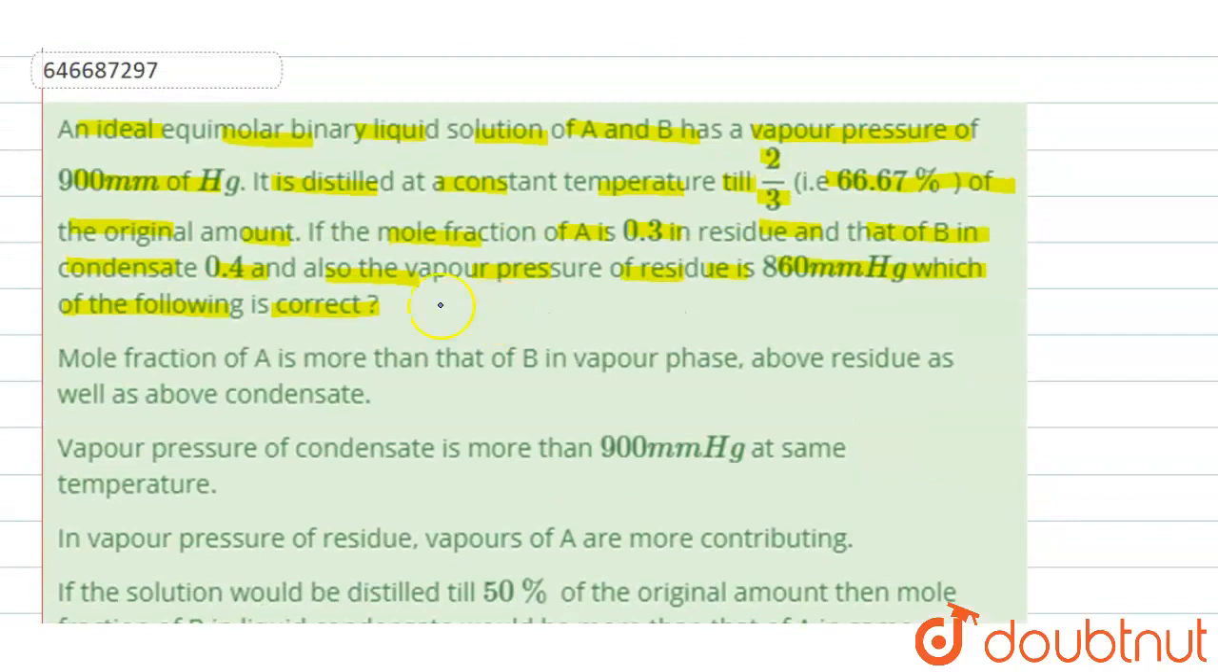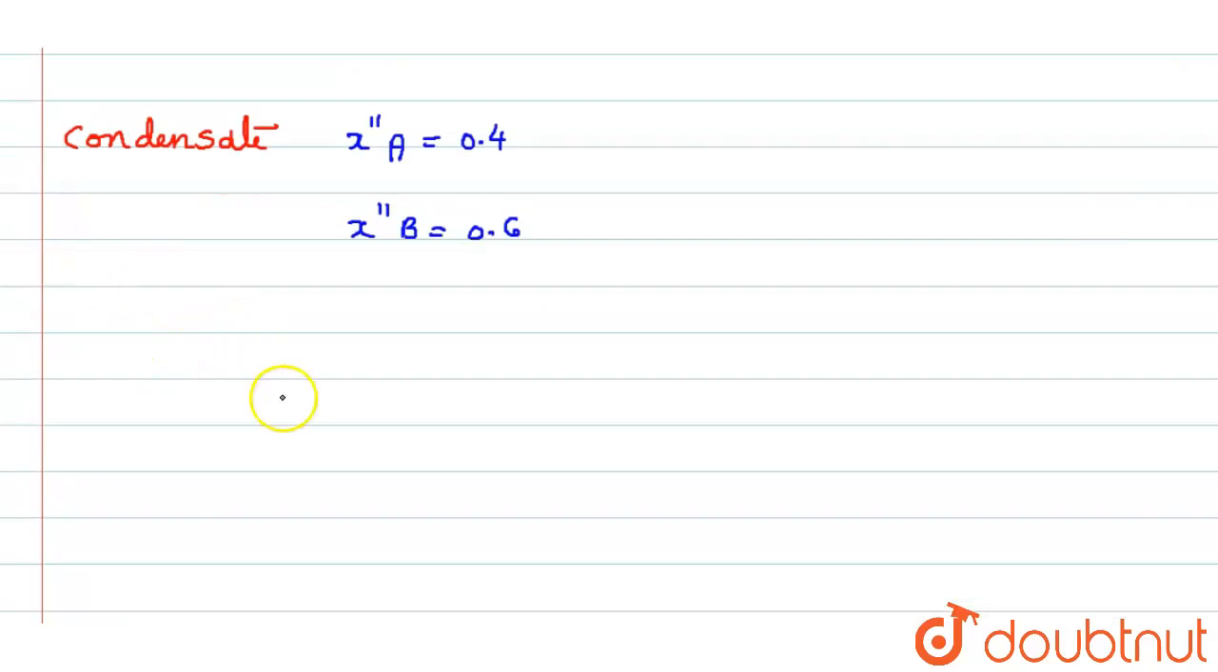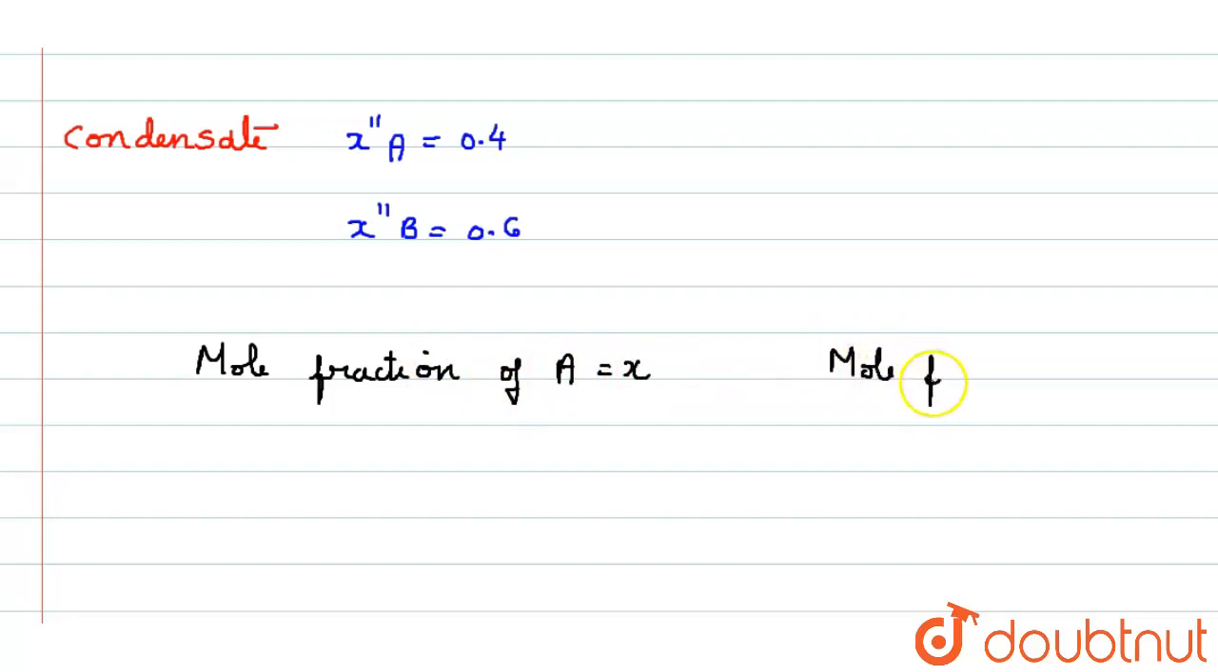Now the condensate's pressure is not given, but an ideal equimolar binary liquid A and B has a vapor pressure of 900 mmHg, distilled at constant temperature till 2/3 of the original amount. So how can we solve this? Now the mole fraction of A initially we don't know. Let us take it as X. Similarly, the mole fraction of B initially we don't know. Let us take it as Y.